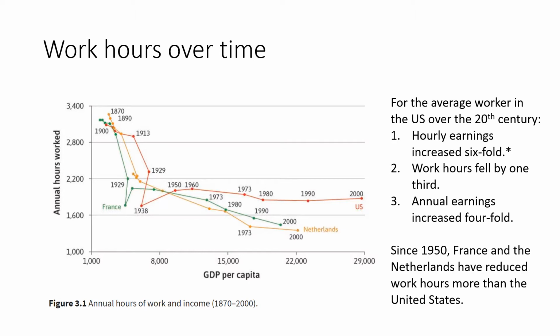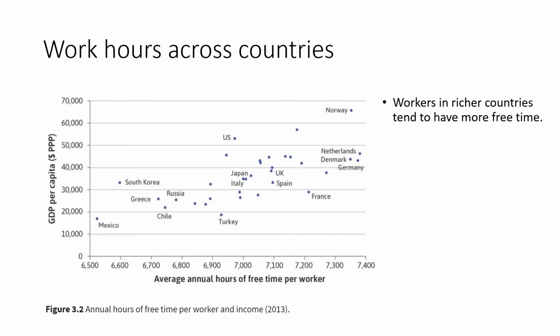At the same time, since 1950, France and the Netherlands have reduced work hours more than the United States. So how do work hours vary across countries? Workers in richer countries like the United States tend to have more free time. But free time varies across countries with similar GDP.